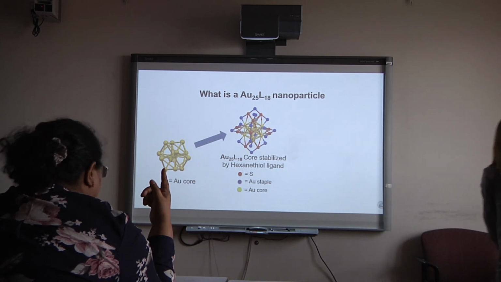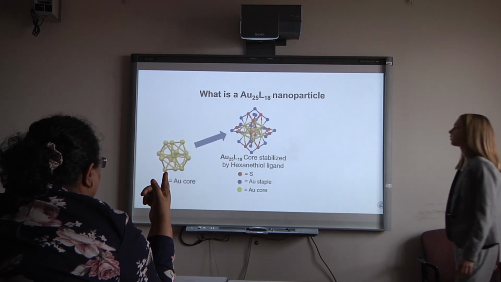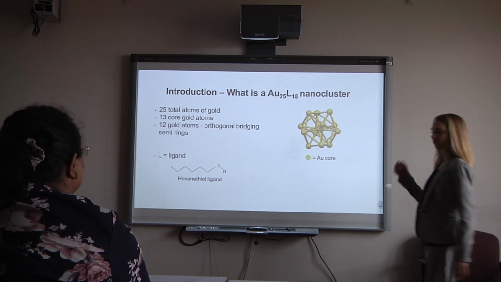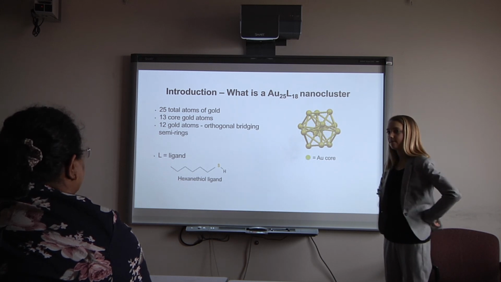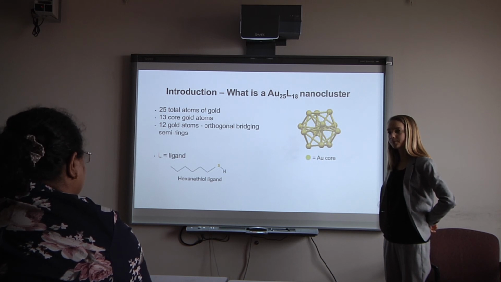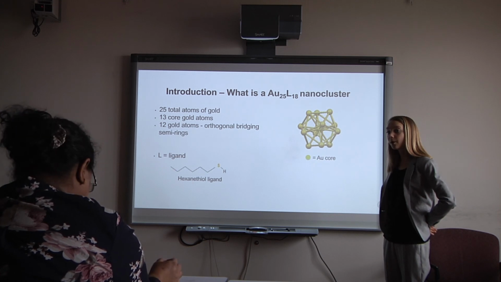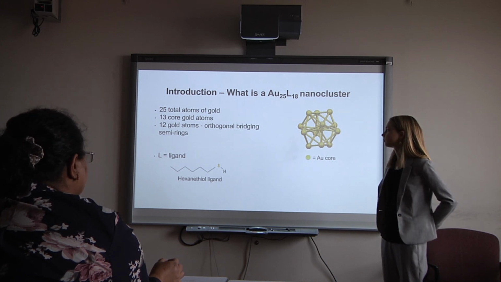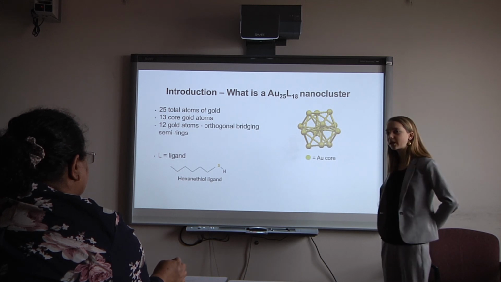What was the next slide? It was this slide where I talked about the orthogonal semiring staple motifs and the bridging gold core to make the gold 25. Right, you're talking about the gold core and the 13 gold atoms, and then the orthogonal rings, which have the mixed gold ligand in it. There was something that you mentioned that was kind of off. Maybe when you practice next time I will catch exactly what you said. I want to refer to the staple motifs, the sulfur, the hydrogen bonding, and then I transition to the hard soft acid base principle, which accounts for the increased stability of these clusters.